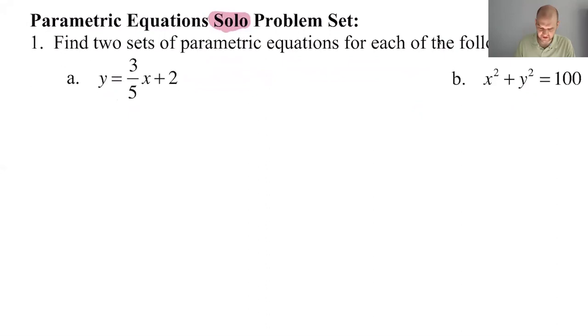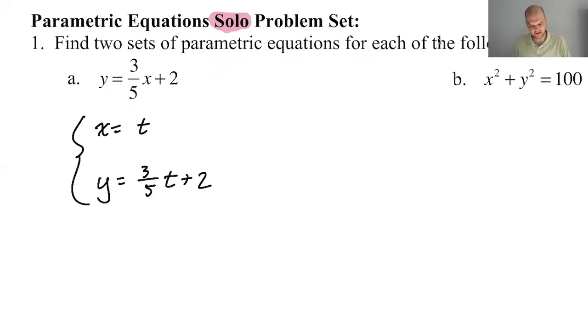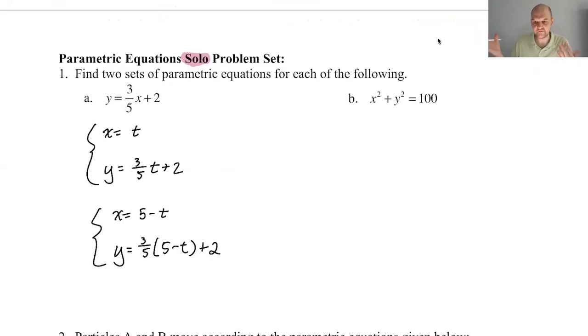Two sets of parametric equations for each of the following. All right, well, I'm going to do the lame thing first, for sure. I'm going to say that x is t, because y is a function of x, rather. So x equals t makes sense. That's done. Second set, I don't know, let's go the other way. How about we do 5 minus t? No really good reason for that. I just, we need two. So there we go. That's that.